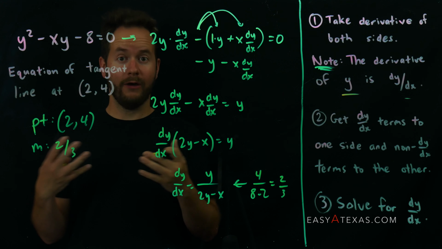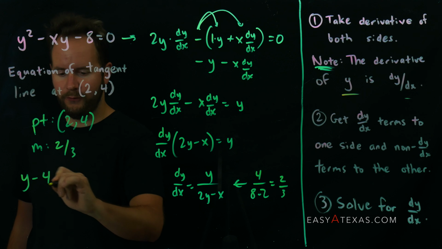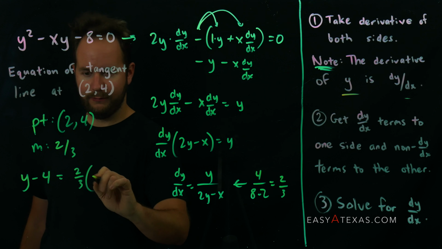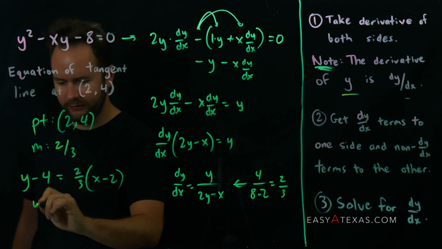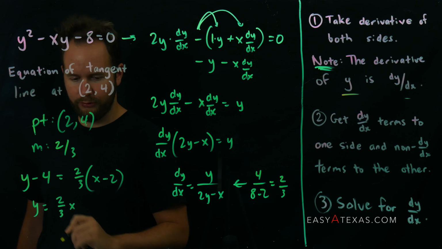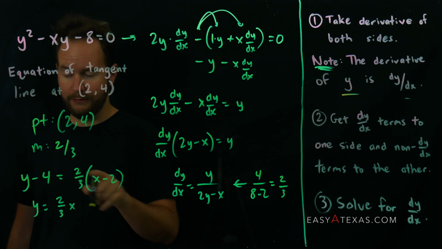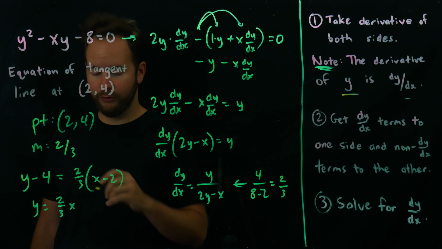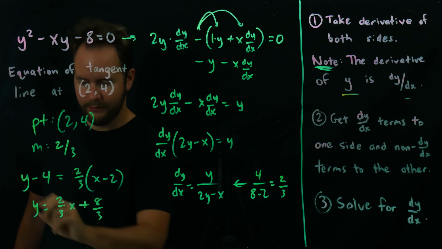With a point and a slope, I now can make a line. We're going to say y minus 4 equals 2/3 times x minus 2. And I can distribute and move things around. Let's go ahead and do that. y equals 2/3 x minus 4/3, but then plus 4, that's 12/3. 12/3 minus 4/3 is 8/3. And so that is my final answer.